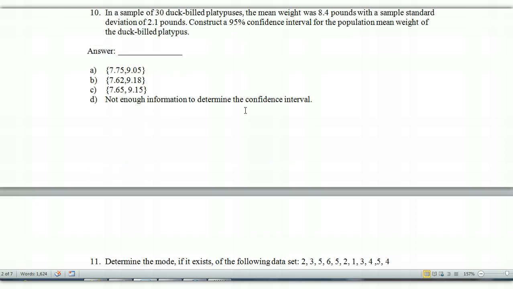Alright, a sample of 30 duck-billed platypuses. The mean weight was 84 pounds, sample standard deviation of 2.1 pounds. We want to construct a 95% confidence interval for the population mean weight of duck-billed platypuses.